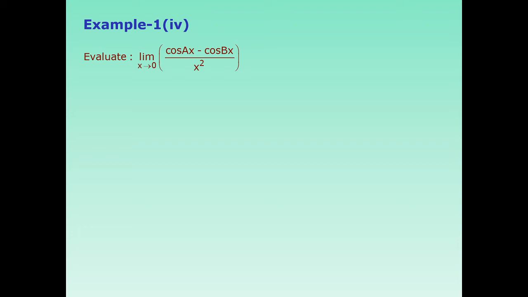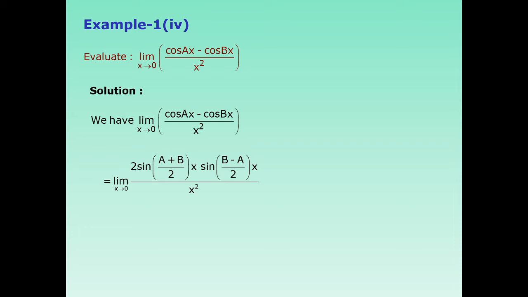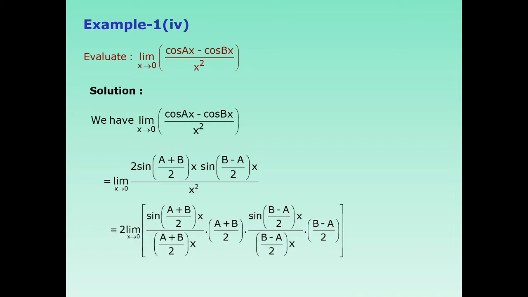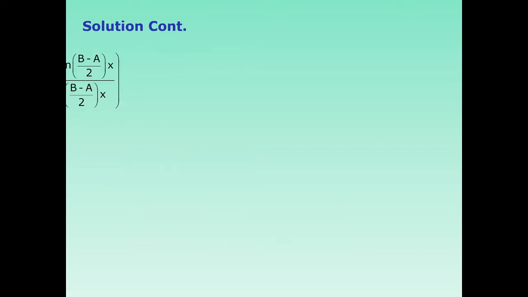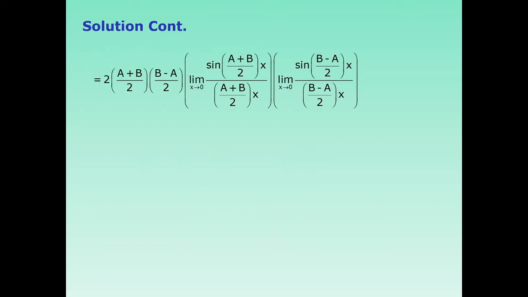Cos ax minus cos bx by x square. Now what you will do? Applying the CD formula and then make use of the limit identity. Now see. So the limit is b square minus a square by 2.